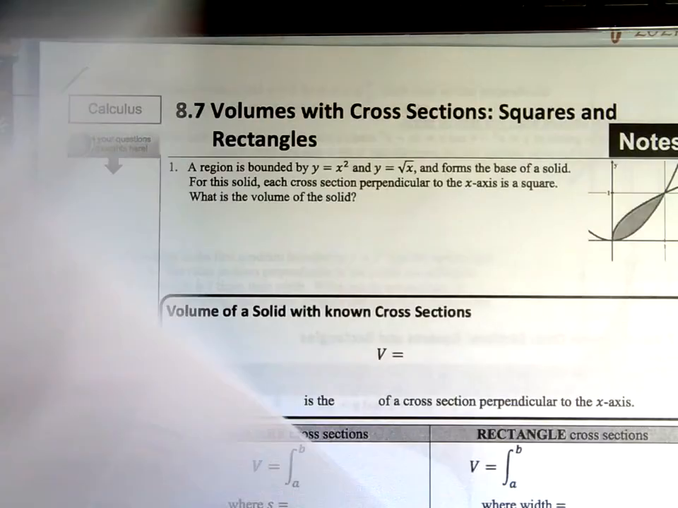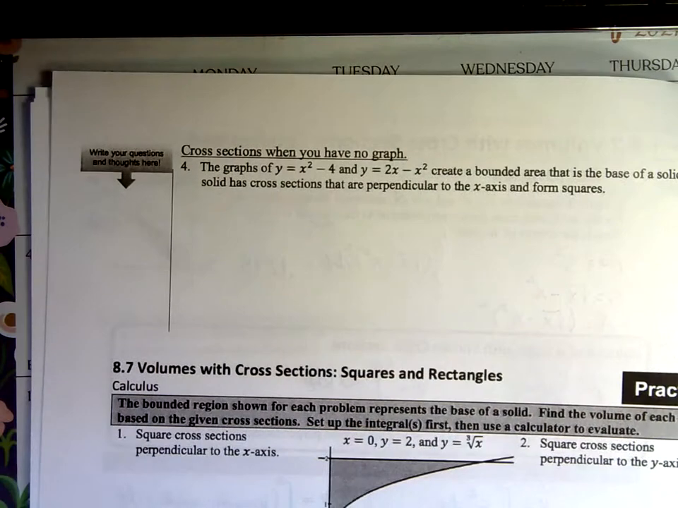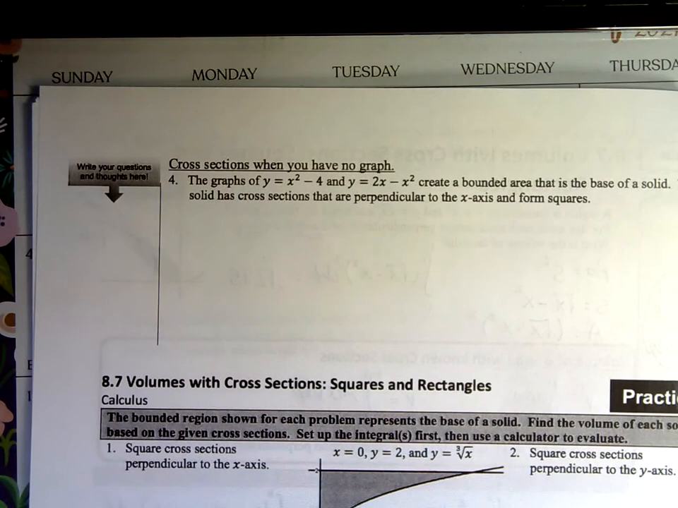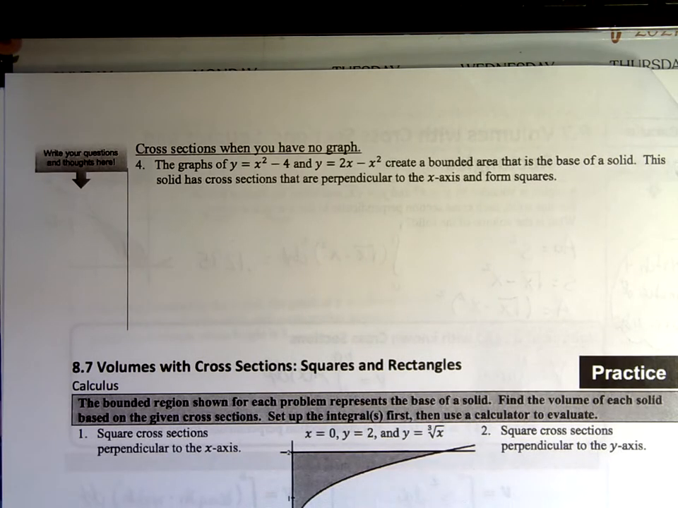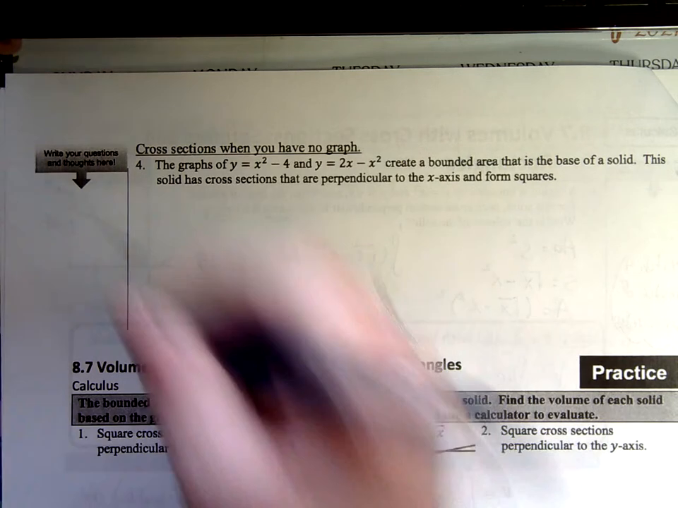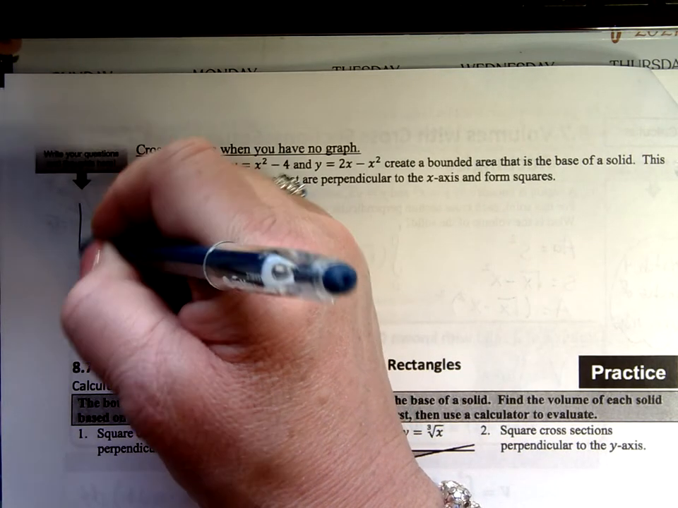Okay, we've got one more to go on the examples, and then we'll look at a couple problems from the practice. So this one is a little different because they didn't give you a picture. You don't know what this thing looks like. But if I were to do this, I'm going to graph it over here. I'm going to go to my handy dandy calculator and graph it out. Here's what it looks like.